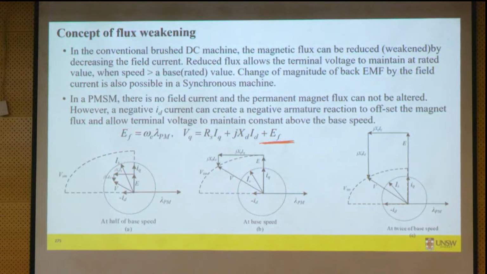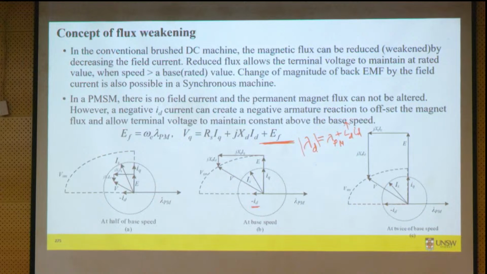So in flux weakening, if we start to increase the ID current above what was in the MTPA, we will start applying a negative flux. Remember, your lambda D is lambda PM plus LD ID, but ID is a negative current, right? So as the negative ID current increases, lambda D flux will start to reduce. That reduction is actually flux weakening.